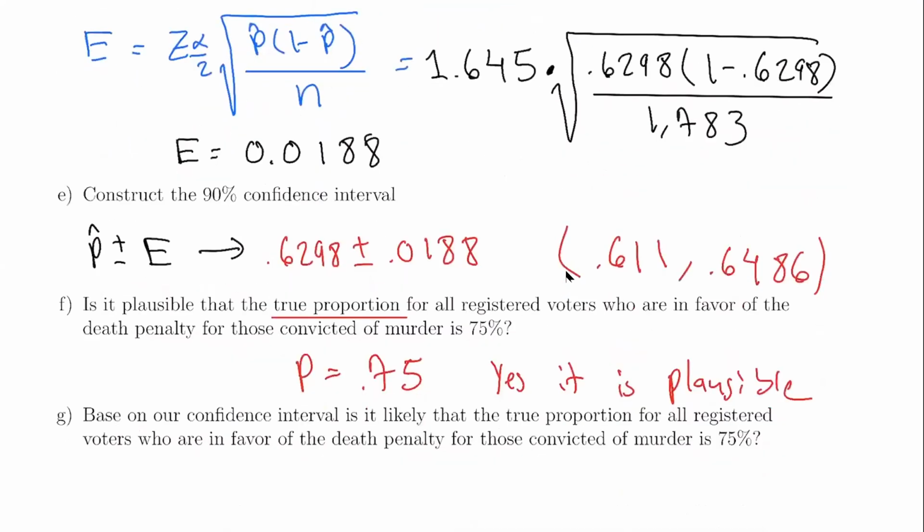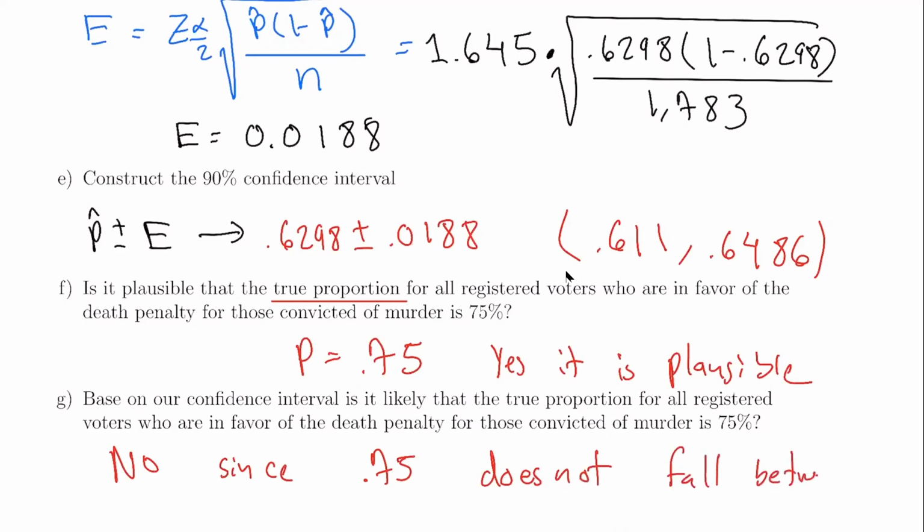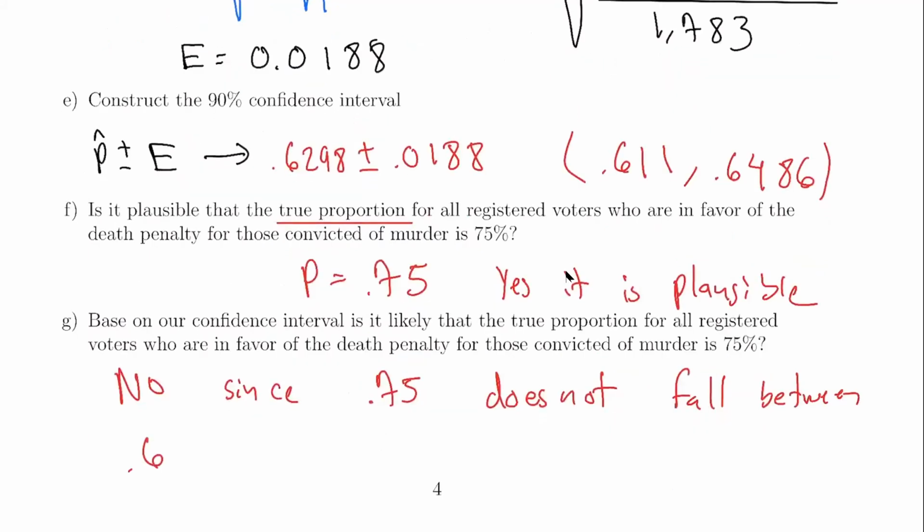Part G is saying based off of your confidence interval. So in G, you want to use your confidence interval to make this decision. For part F, it's saying, is it plausible? You always say yes, it is plausible because anything could happen. But for part G, this is where you want to use the confidence interval, because it's saying based on your confidence interval, is it likely that the true proportion of registered voters who are in favor of the death penalty for those convicted of murder is 75%? And in this case, we'll put no, since 0.75 does not fall between 0.611 and 0.6486.